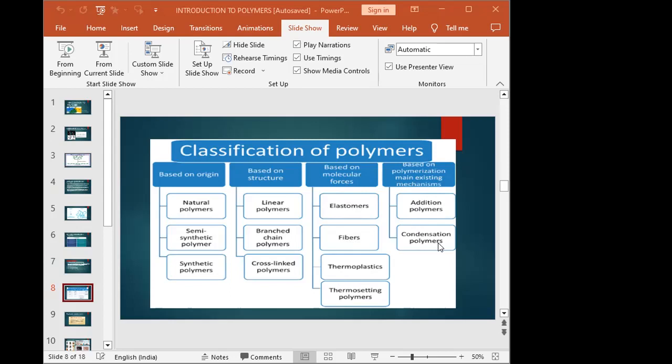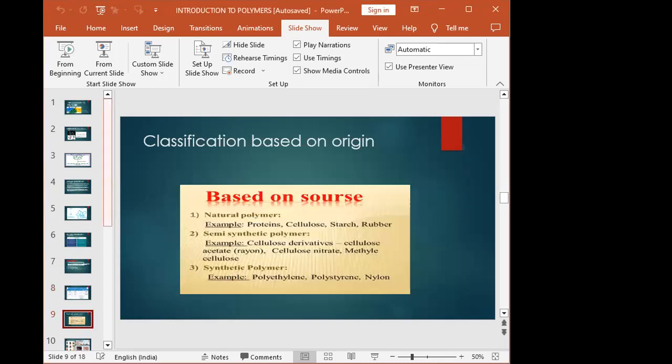And the fourth type of classification is based on the mode of preparation. Based on the mode of preparation, or the mechanism which involves the formation of polymers, polymers can be categorized into 2 classes. First is addition polymer and the second is condensation polymer. Now, in my next slide, I have shown the classification based on origin.